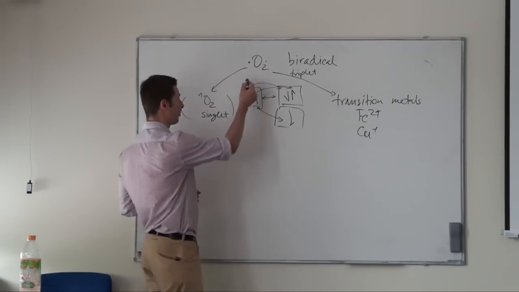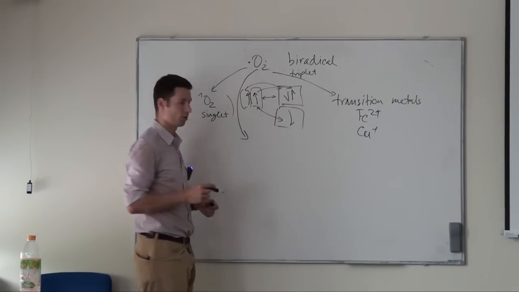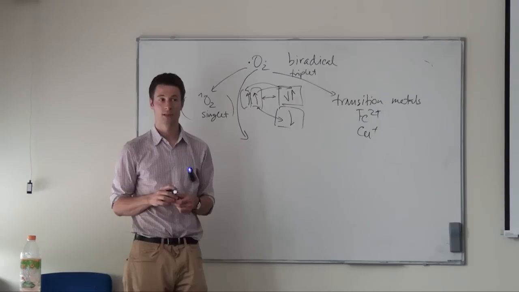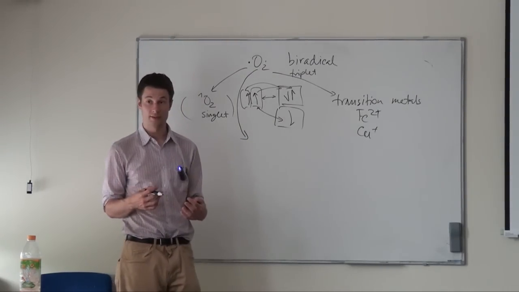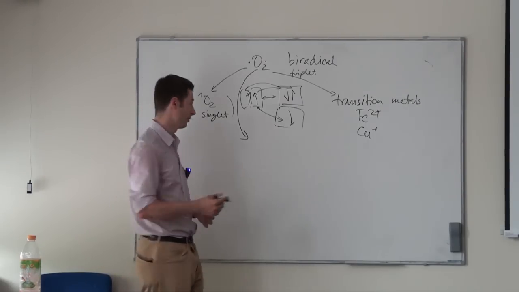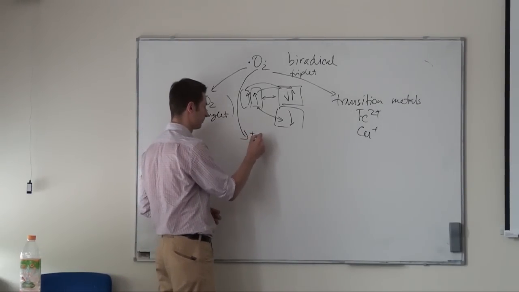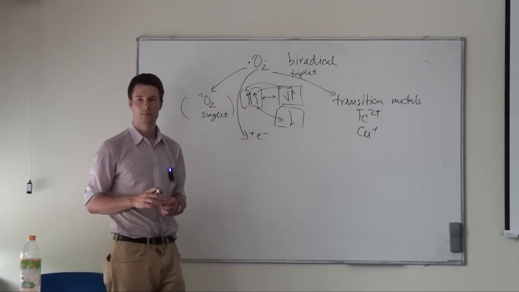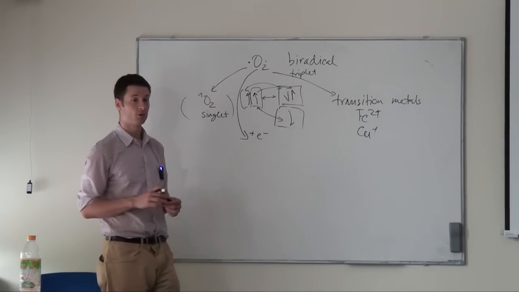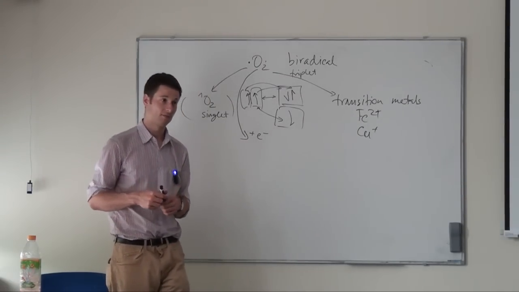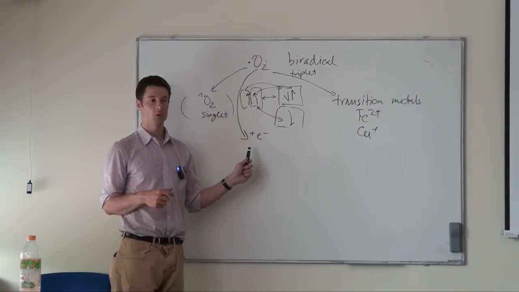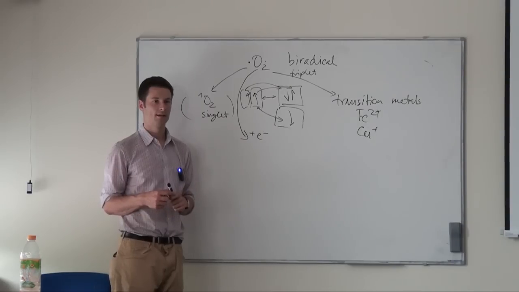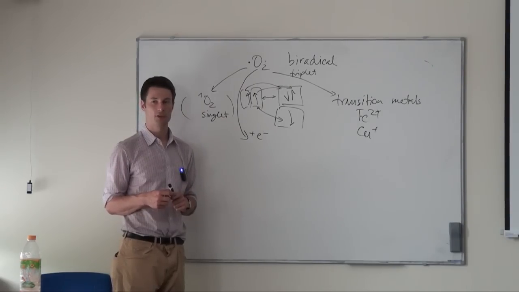However, there are other possibilities for oxygen to become more reactive. And that is by reducing it, by adding more electrons to it. So oxygen itself, O2, is not that reactive. But if we add one electron, what do we get? If we reduce it by one electron?